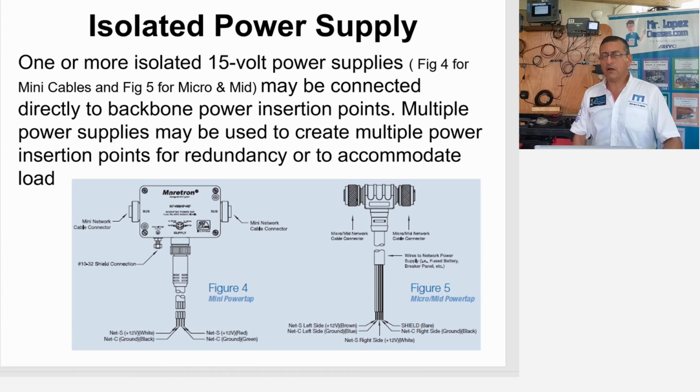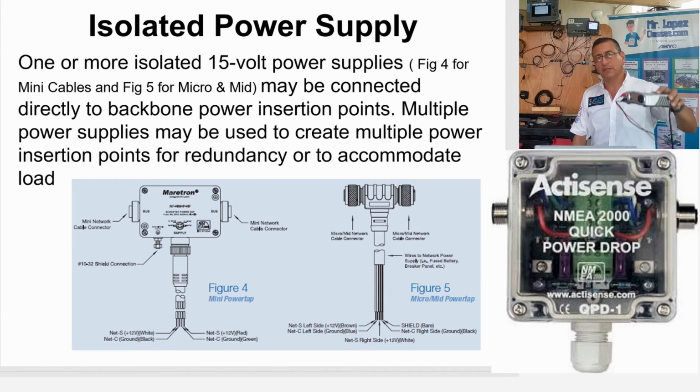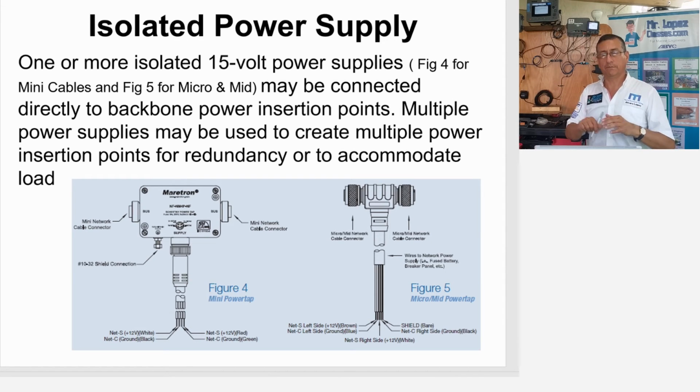Right now, isolated power supplies, a unit like this in order to supply power. One or more isolated 15 volt power supplies may be connected directly to the backbone power insertion points. Multiple power supplies may be used to create multiple power insertion points for redundancy in order to keep the voltage stable. As I explained before, you can use sources of power like this, or you can use the power coming directly from the batteries, but never combine both of them.